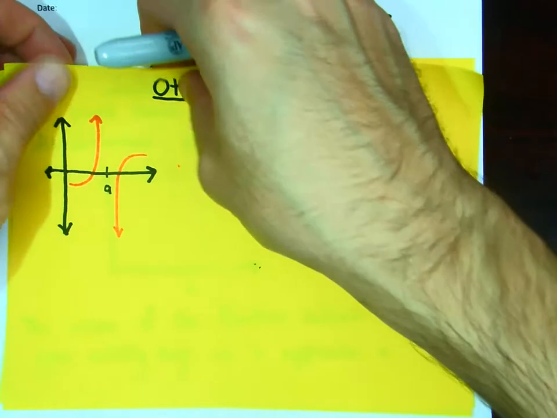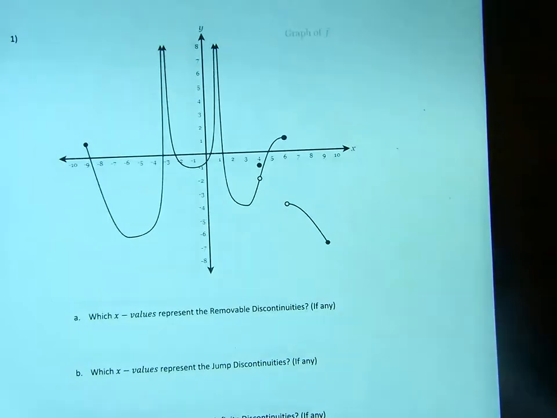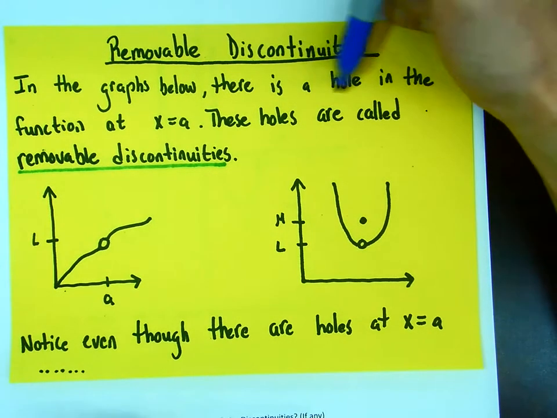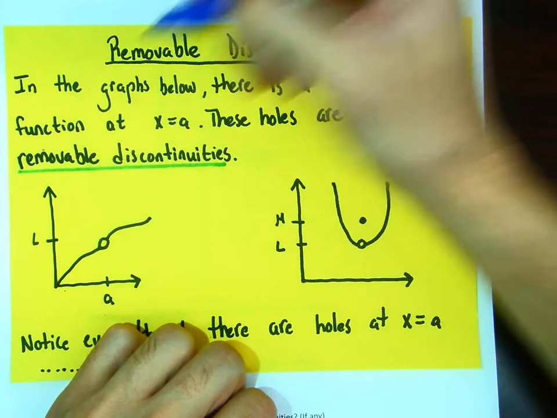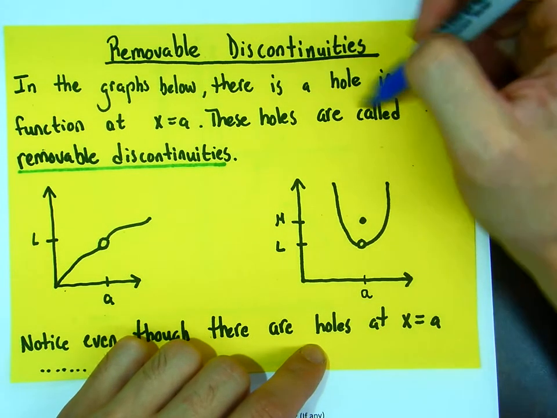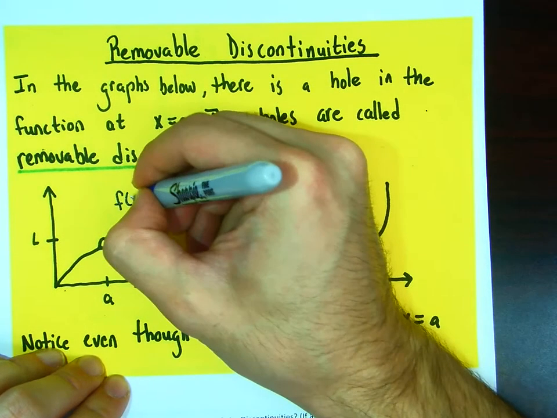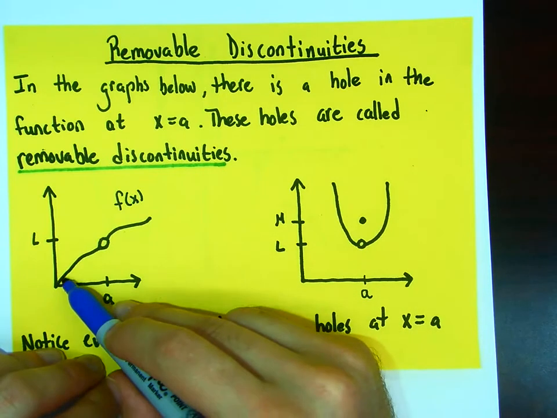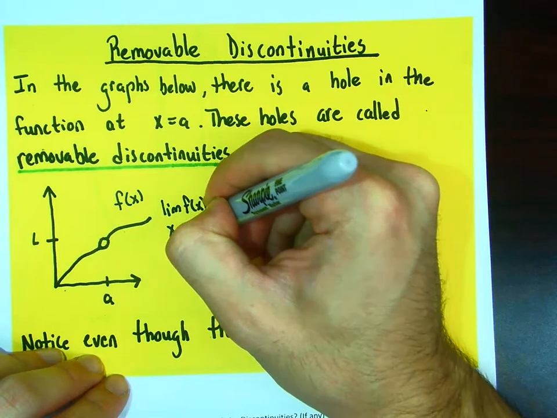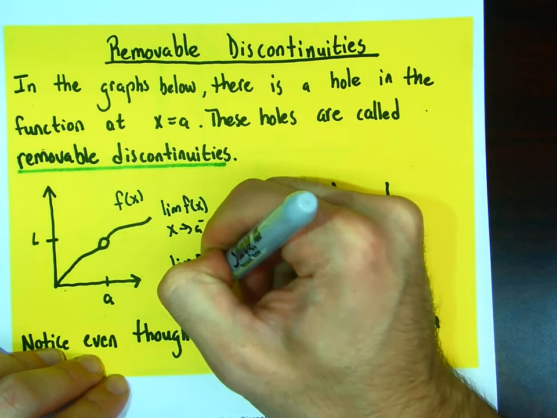All right, let's look at the next part over here. The type of discontinuity will be a removable discontinuity. In the graph below, there's a hole in the function at x equals a. I should have an a over here. These holes are called removable discontinuities. So let's take a look at this graph. If I said that this graph was f of x, notice what's happening for the limit of f of x as x approaches a from the left, and as x approaches a from the right.